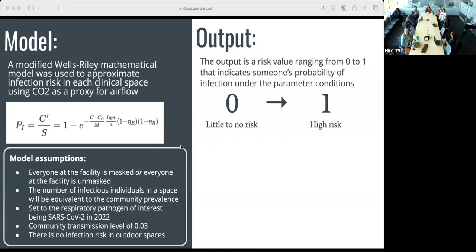so this output value ranges from 0, little to no risk, to 1, high risk, that indicates someone's probability of infection under these parameter conditions. And these values are calculated under 2 conditions. One, assuming everyone at the facility is masked with their mask covering their nose and mouth. This would likely occur during mask mandate periods. And then another with no masking.